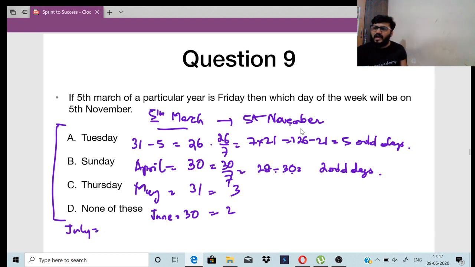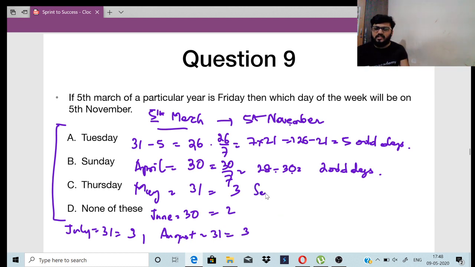Till November you have to calculate, right? Till October, then 5 days of November. July, how many days are there? 31 days. So again 3 odd days. Then what is after July? Then you get August. August is also 31 days. So again 3 odd days.